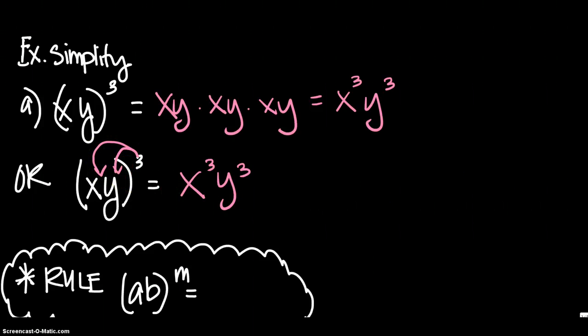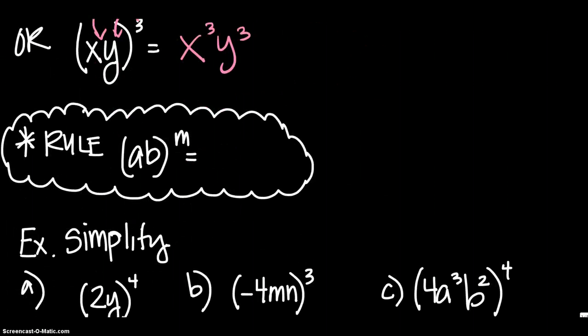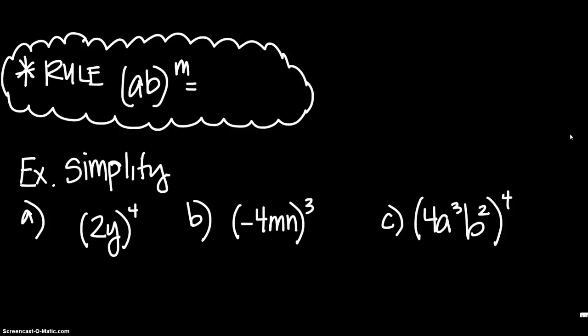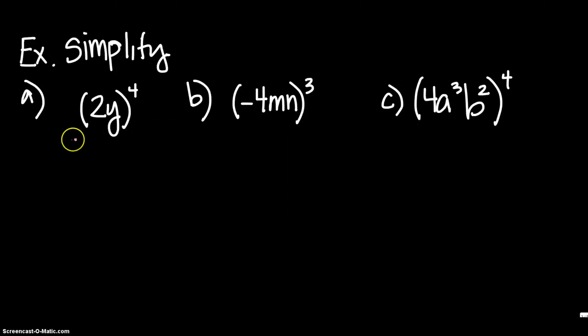So our rule for this one, if I do have ab to the m power, this is going to become a to the m times b to the m. So both of them, you distribute the exponents. So let's do a few real examples like you would have on your homework. 2y to the 4th. This is 2y times 2y times 2y times 2y, 4 times, right? Or I could just distribute my exponent: 2 to the 4th, y to the 4th. 2 to the 4th becomes 4 times 4, which is 16. So this is 16y to the 4th.